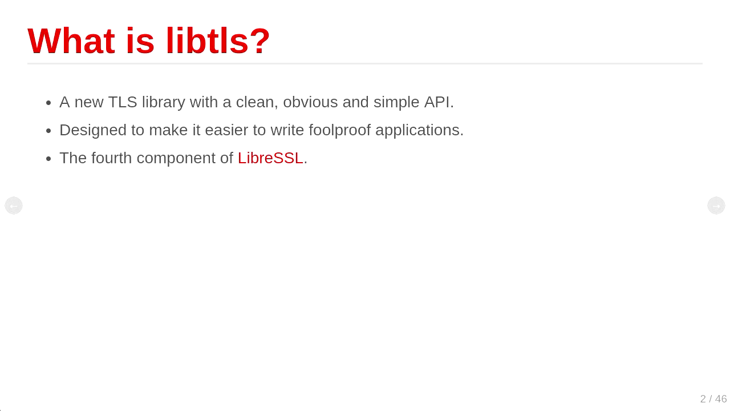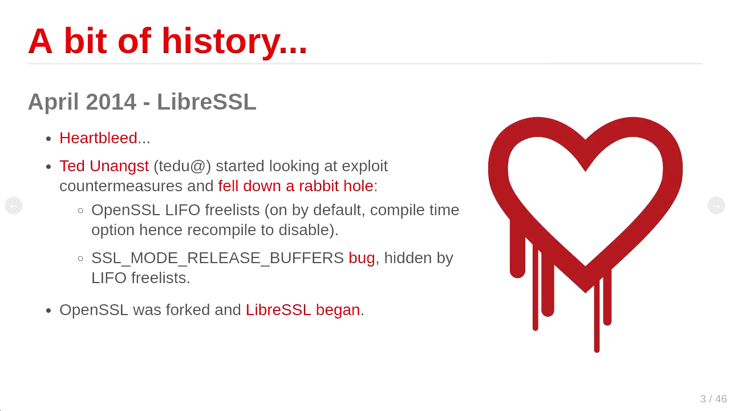LibreSSL has four components, as I mentioned. The first one of which is the OpenSSL command line utility, which I'm sure many of you are familiar with. We also have libcrypto, which is effectively the crypto library that ships with OpenSSL, libSSL, and libtls. But before I get to libtls itself, I want to take you on a little bit of a journey and cover a little bit of the history as to how we actually got where we are.